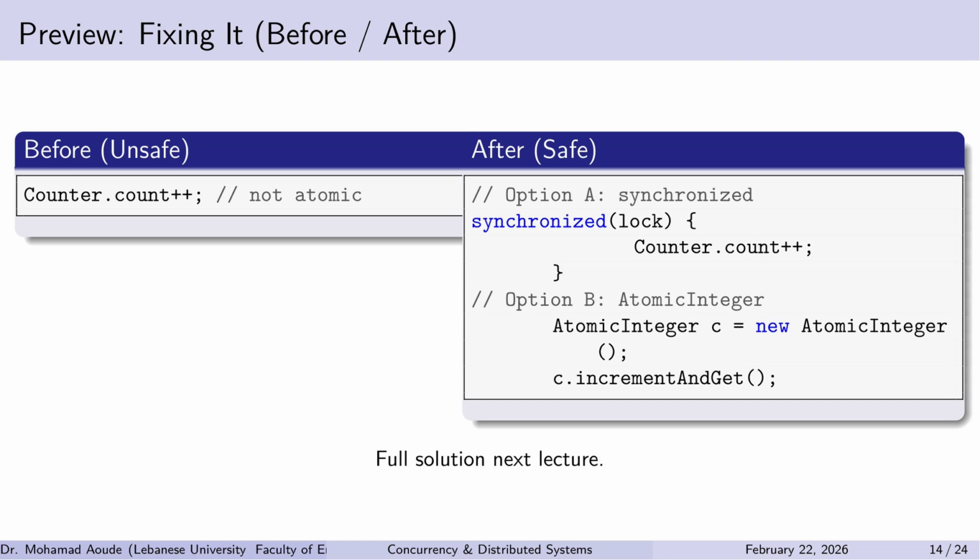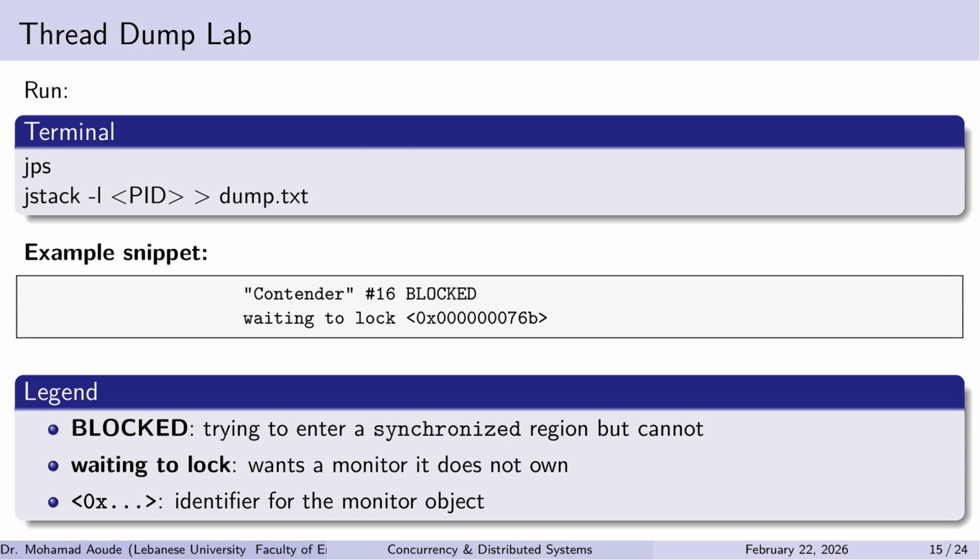Here is the before and after idea. Before, unsafe count++ with no protection. After, either enforce mutual exclusion using synchronized or enforce atomicity using an atomic integer. Next week, we will do three things: eliminate races, prove correctness with happens-before reasoning, and explore the trade-offs, including deadlocks. Now we move from theory into tools.